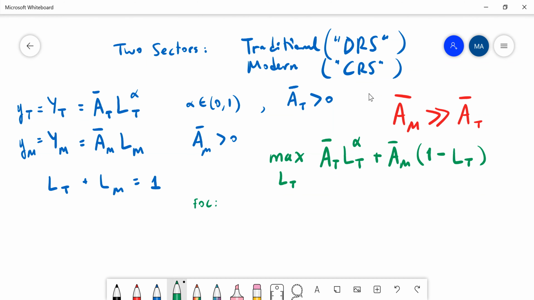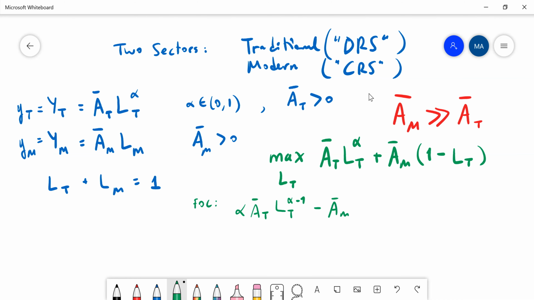Okay, remember this from your micro classes. So you are taking a derivative with respect to L. Then you have a bar T, right? L_T to the alpha minus 1, minus A_M.